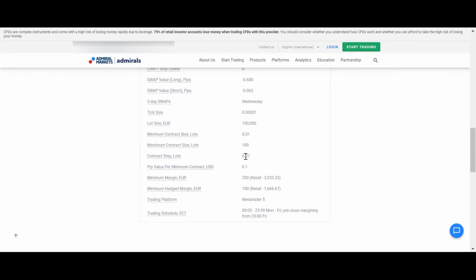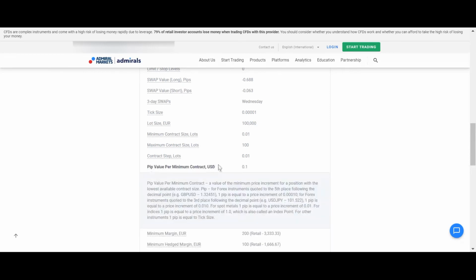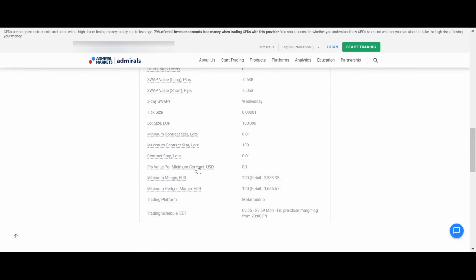There is also the Contracts tab in Lots provided, which means the minimum increment of the contract above the minimum contract size level. You can also check the field PIP value per minimum contract to see the value of minimum price increment for a position with the lowest available contract size. It means that for EURUSD, it will be 0.1 USD for 0.01 lot.